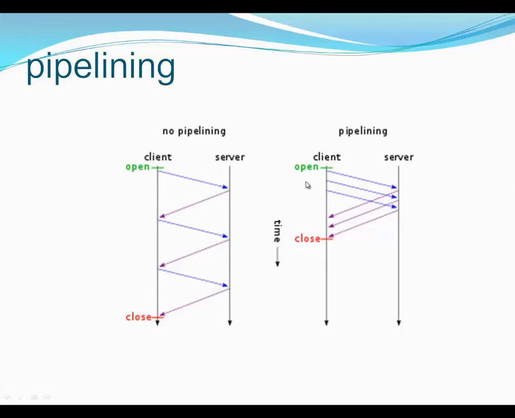How about we solve this problem by sending multiple requests one after another without waiting for the response? This is what pipelining does. In the same TCP connection, multiple request packets are sent without waiting for the response. And then when all the responses are received by the client, the connection is closed. In this pictorial representation, you can see how much time is being saved, right? This is the advantage of pipelining.